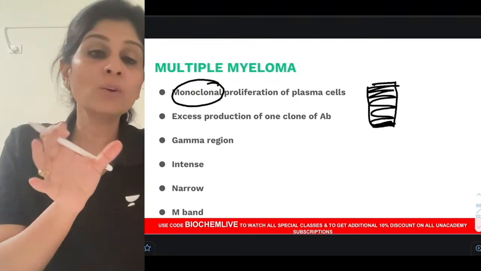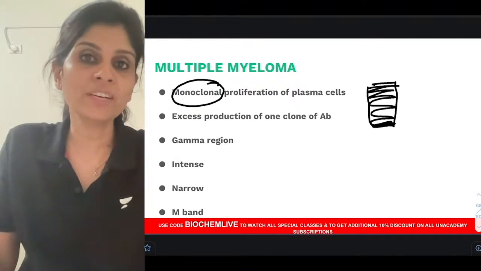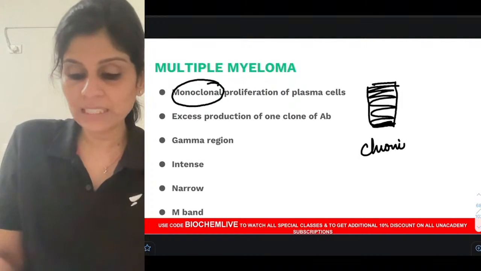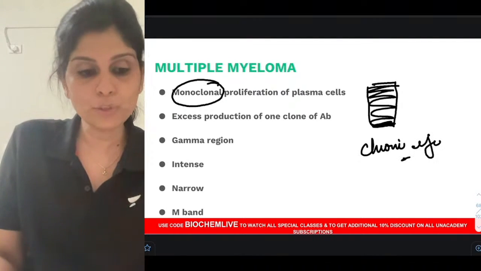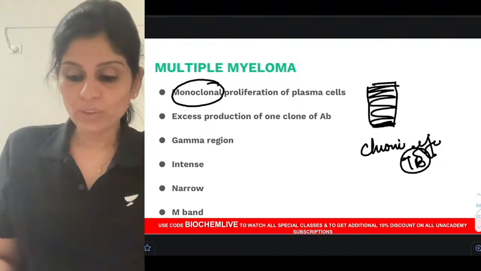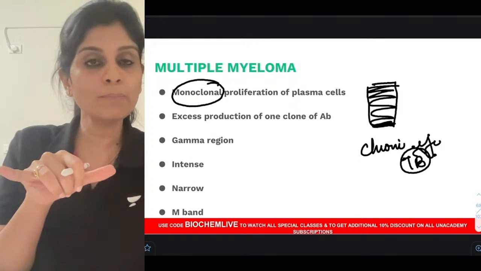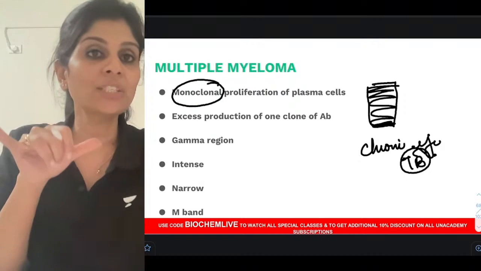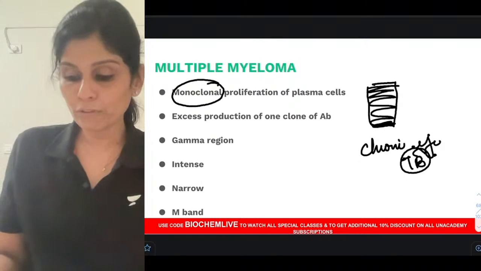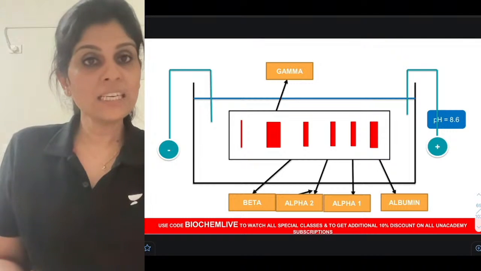When will you see polyclonal proliferation? Any idea? When will you see polyclonal proliferation of plasma cells? Whenever there is chronic infection, for example, tuberculosis. Got it? So if you see a broad band in the gamma region, that implies it's a polyclonal proliferation, which means it's a chronic infection like tuberculosis. Whereas when you see a narrow band, that is called the M band of multiple myeloma. Very good, Anil Kumar.